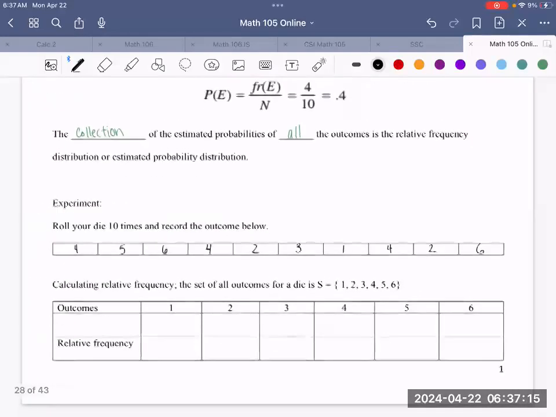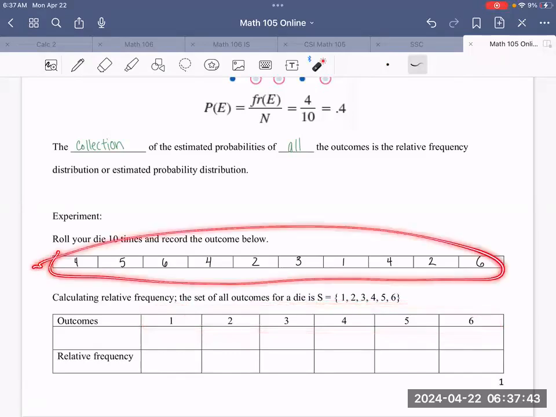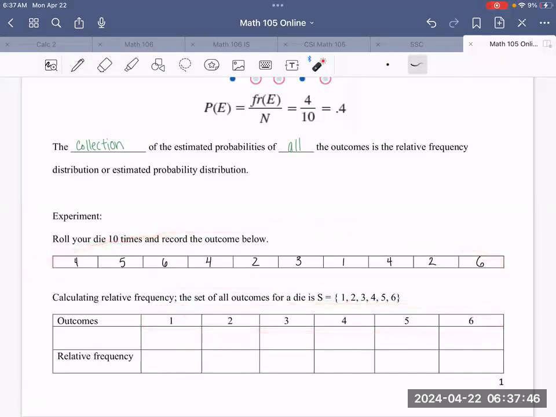Okay, so you've performed your own experiment where you're just rolling your dice 10 times. Now what we're going to do is calculate the relative frequency, the set of all outcomes for our dice. Because we're only having one dice go at a time, we're just going to do the numbers from 1 through 6, just a regular dice. So if our normal outcomes are from 1 to 6, we're going to look up here to determine how many times that number came up.